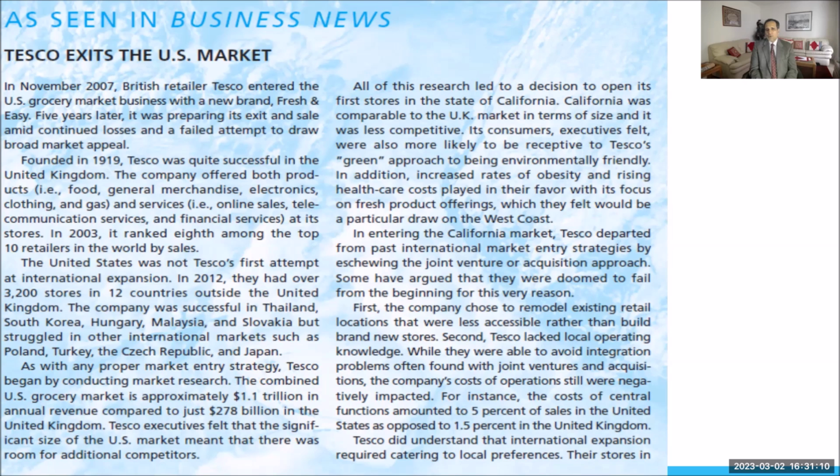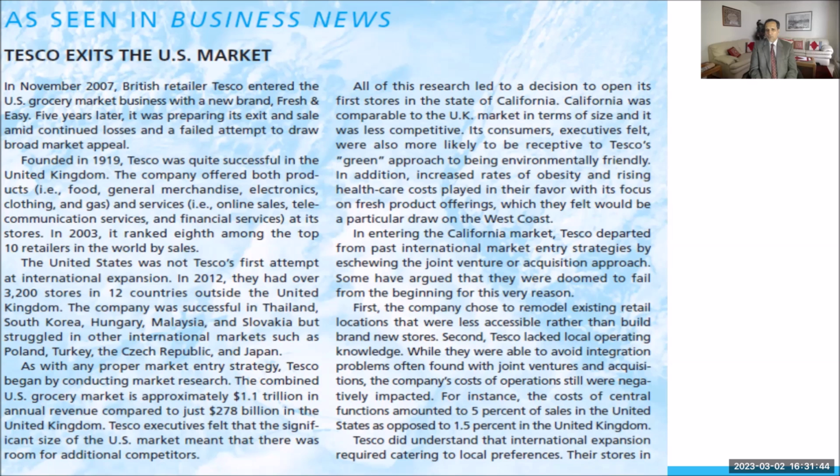In entering the California market, Tesco departed from its past international market entry strategies by not echoing the joint venture or acquisition approach. Some have argued that they were doomed to fail from the beginning for this very reason. First, the company chose to remodel existing retail locations that were less accessible rather than build brand new stores. Second, Tesco lacked local operating knowledge.